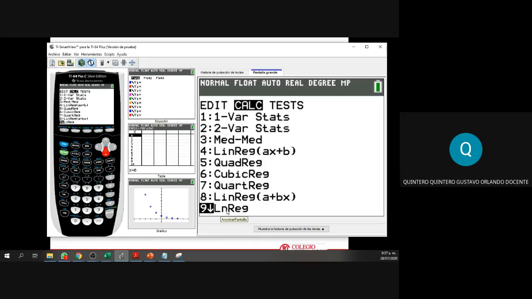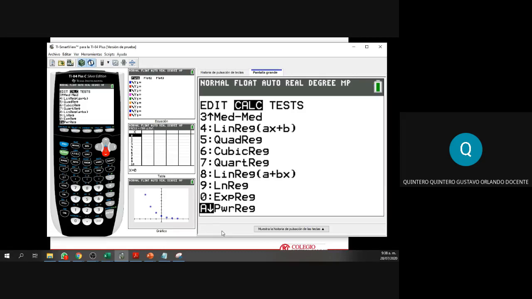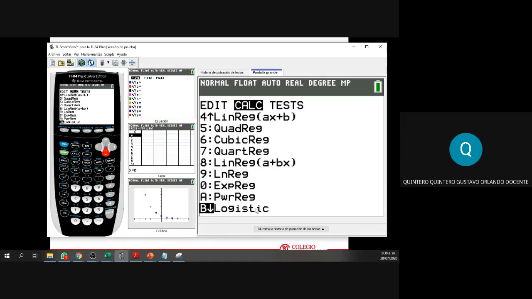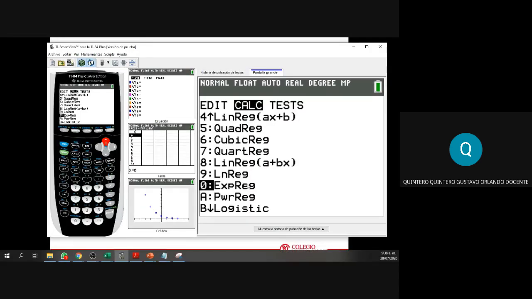This is the logarithm regression. We're not doing logarithms here. Look at the data. This looks like an exponential. So we go down even further to exponential regression. If we wanted to, we can have power regressions or logistic regressions. We can have a lot of regressions here. A lot. Which is one, the exponential regression. This is why I call this step calculating the appropriate regression. Because depending on your data, you have to select the appropriate regression. We just said this data was an exponential, so we select exponential regression and we press enter.